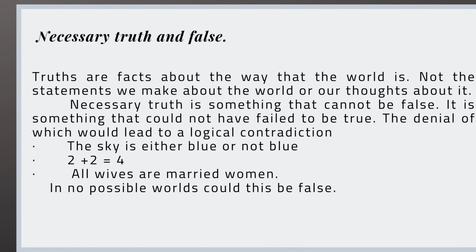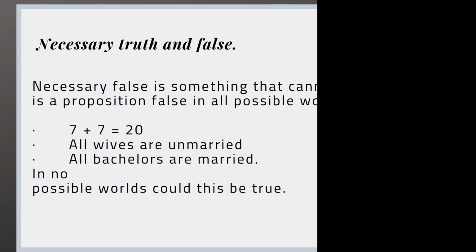Necessary truth and falsehood. Truths are facts about the way that the world is, not the statements we make about the world or our thoughts about it. Necessary truth is something that cannot be false. It is something that could not have failed to be true, the denial of which would lead to a logical contradiction. The sky is either blue or not blue. 2 + 2 = 4. All wives are married women. In no possible world could these be false.